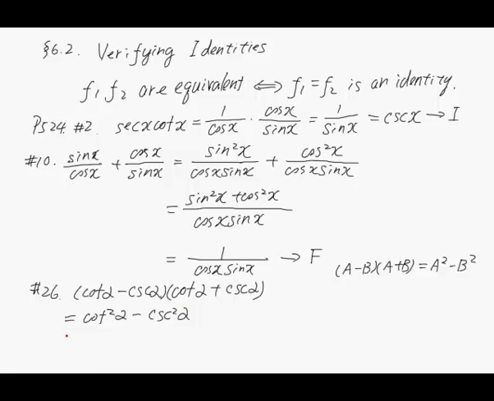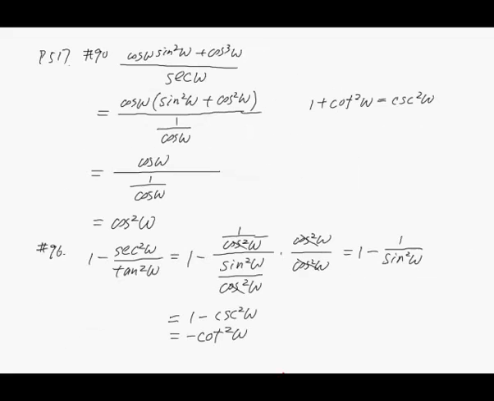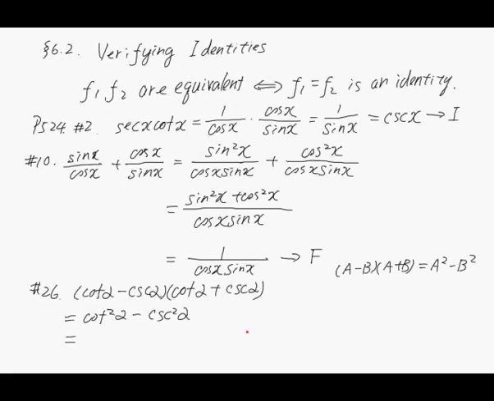Now this equals what? 1 or something else? Remember one of the Pythagorean identities here: cotangent square minus cosecant square is equal to -1. So cotangent square minus the cosecant square is equal to -1. And then done.